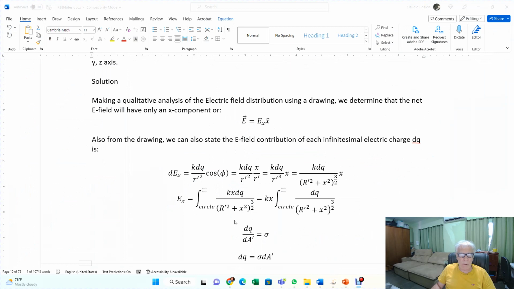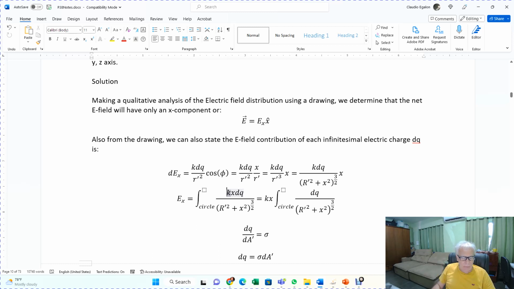Going back to our equation, yeah, we do have R prime here. R prime squared plus x squared is going to be equal to lowercase r prime squared. Since lowercase r prime is raised to the cube, we have to have this 3/2 right here. And now we're coming to the point where we are going to integrate.